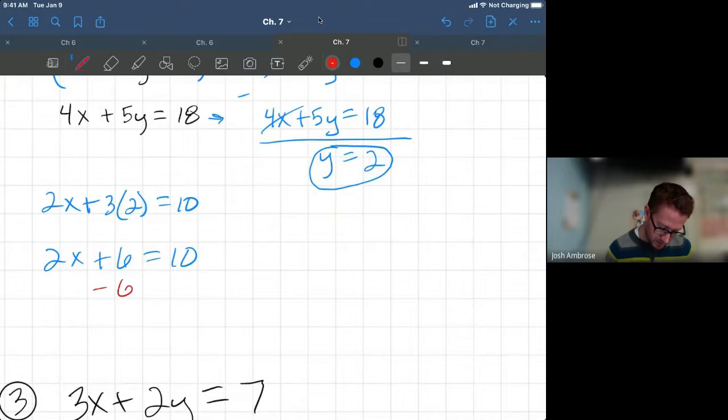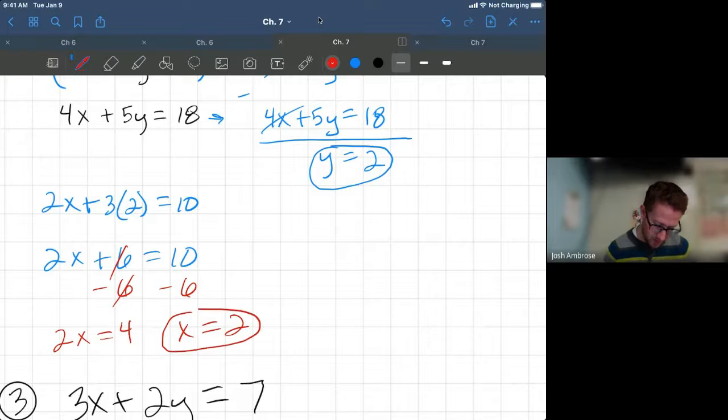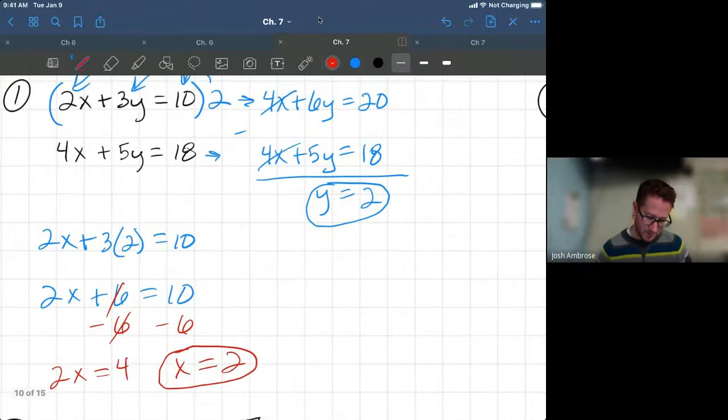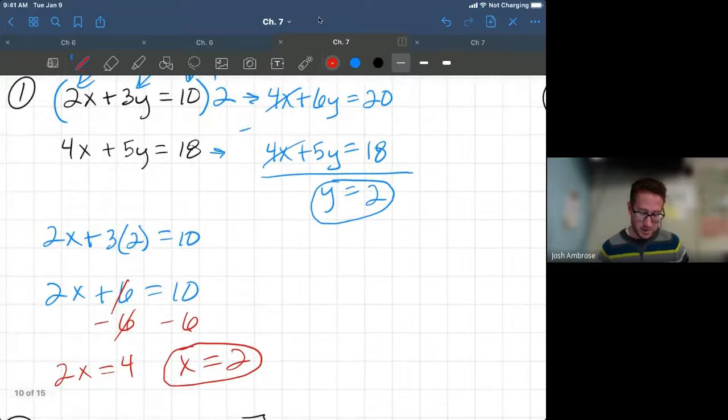Minus 6 crosses out. 2x equals 4. X equals 2 also. So there we go. There are the 2 values that we needed. X is 2, y is 2. Let's move on to the next example problem.